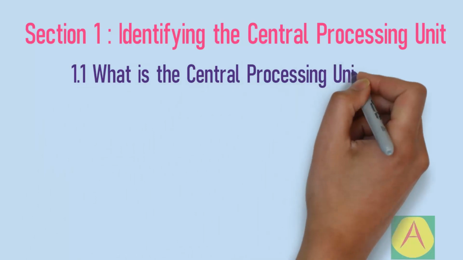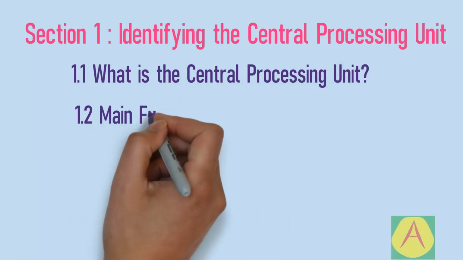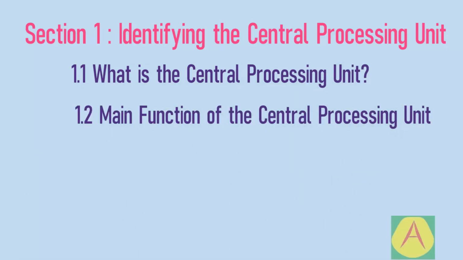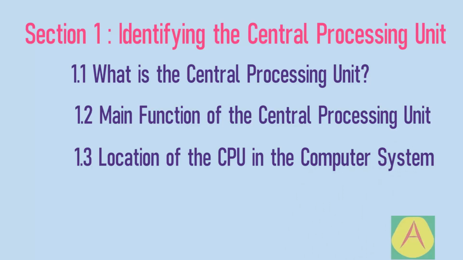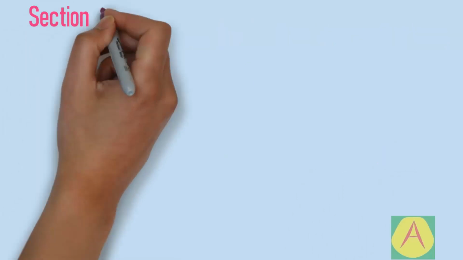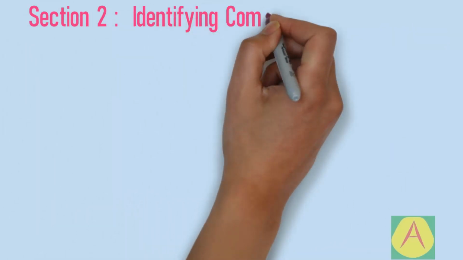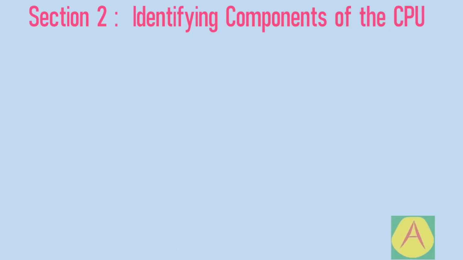Under this section, there are 3 subsections, and the first one, what is the central processing unit? Main function of the central processing unit. And third, location of the CPU. And section 2, identifying components of the central processing unit.